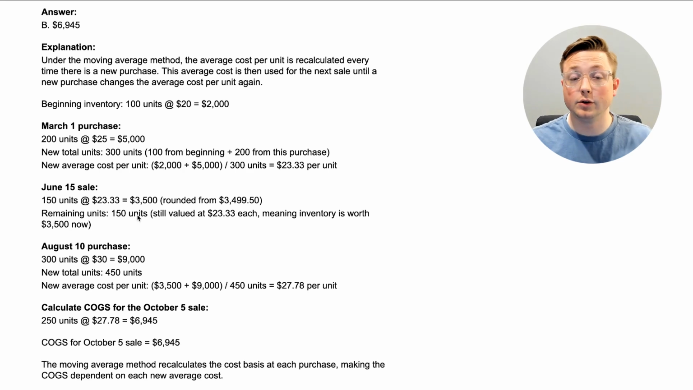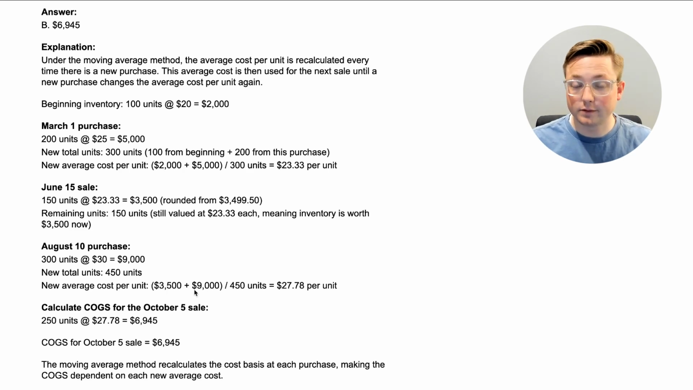That leaves 150 units left over. These are still valued at $23.33. That is still the inventory that is sitting there. So that means that $3,500 is still sitting there. And then we go to August 10th for a new purchase. We purchase another 300 units at $30 each. That's $9,000. Now we have a new total of 450 units, because we still have these 150 units left over from March 1st and also the beginning inventory together. And now we have 300 more units, so 450 units, and we can use that to figure out the new average cost per unit, which is again this $3,500 that was left over after the June 15th sale, and then the new $9,000 that were purchased on August 10th.